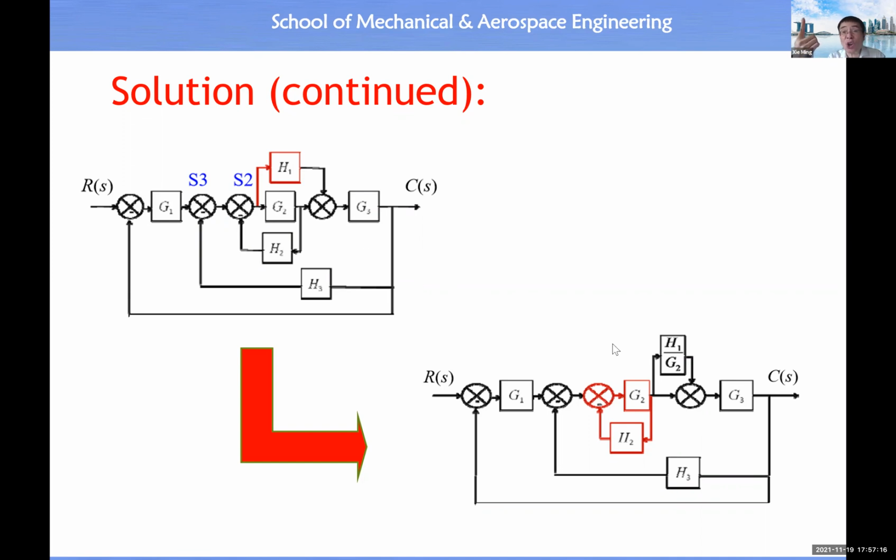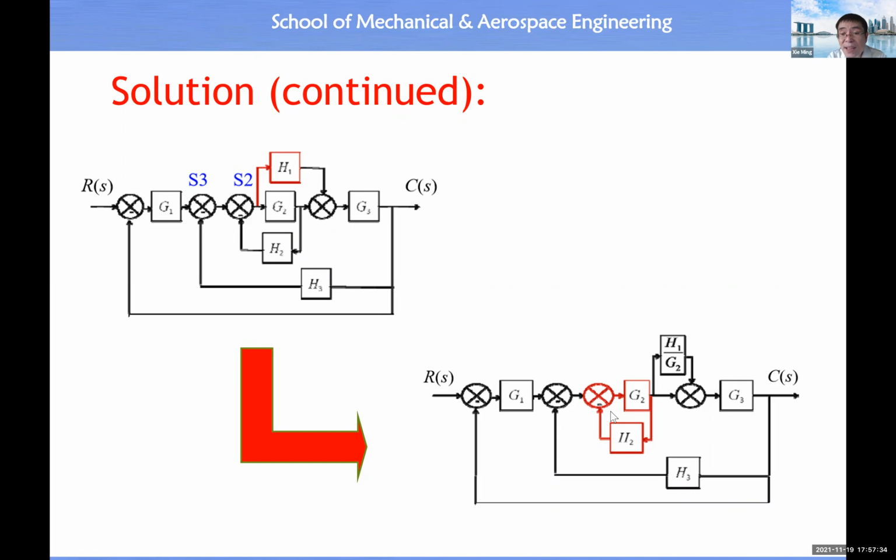Then I can restore the original input signal, because the downstream version is equal to the upstream version times G2. If I divide by G2, then I restore the original input signal. Okay. Now the good news is what? This is the standard negative feedback loop.